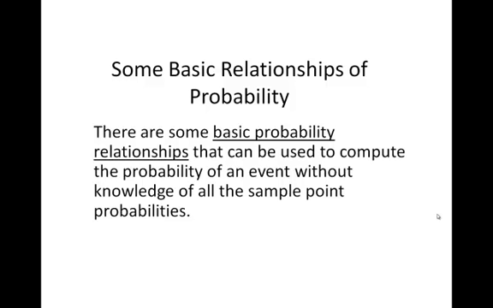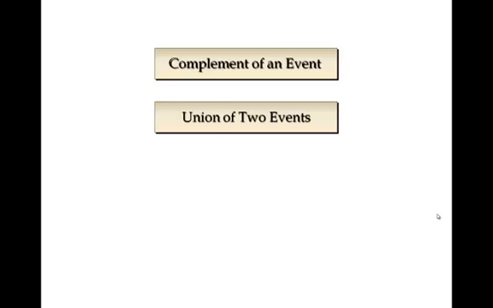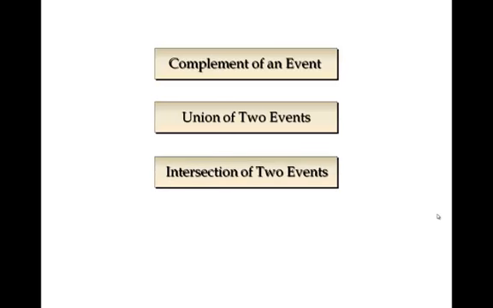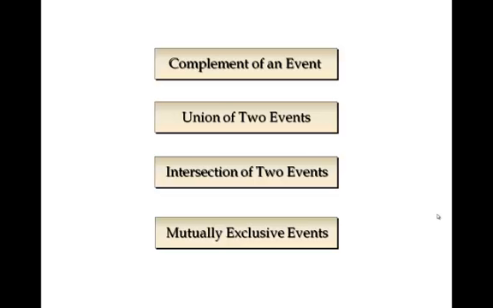As with the counting rules, there are some basic probability relationships that we can conveniently use. As in the counting rules, they can be used without us having to actually write down long solutions. Similarly, we don't need to have knowledge of the probabilities of all the events, and can instead just use these simple basic relationships. We will be looking at these concepts: the complement of an event, the union of two events, the intersection of two events, and so-called mutually exclusive events.